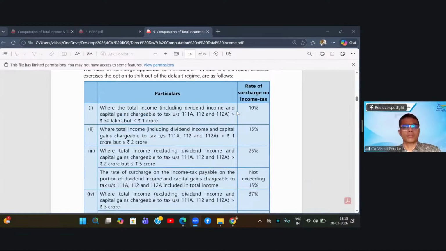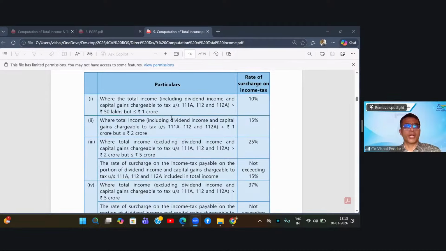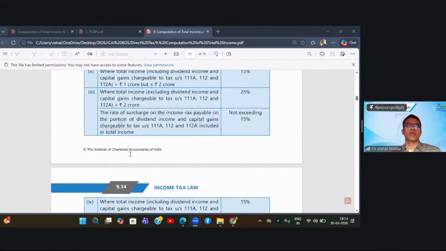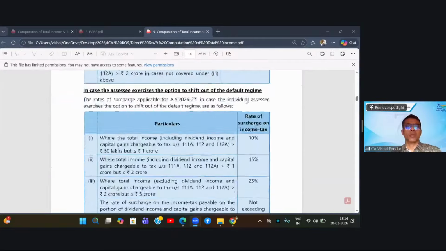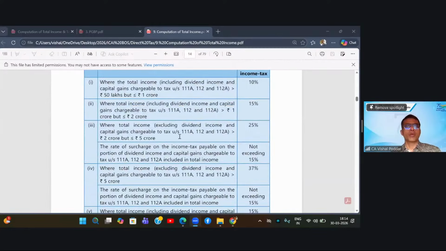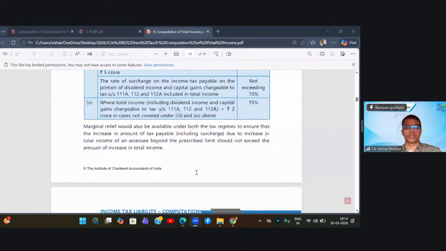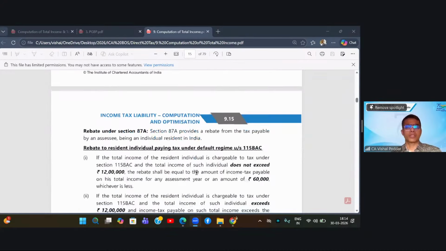Under the old regime, it is again similar: between 50 lakhs to 1 crore, 10%; 1 crore to 2 crore, 15%; and then above 2 crore. Now here there is another limit, which is 5 crores. There was no such limit over here. So here the highest block is 2 crore and the highest surcharge rate is 25%. However, here between 2 to 5 crores, excluding these incomes, it is 25%. And thereafter, if your total income excluding these special rate incomes is exceeding 5 crores, the surcharge rate is 37%. On these special rate incomes, the surcharge rate is always 15%. So this is the difference in the surcharge rate as well.